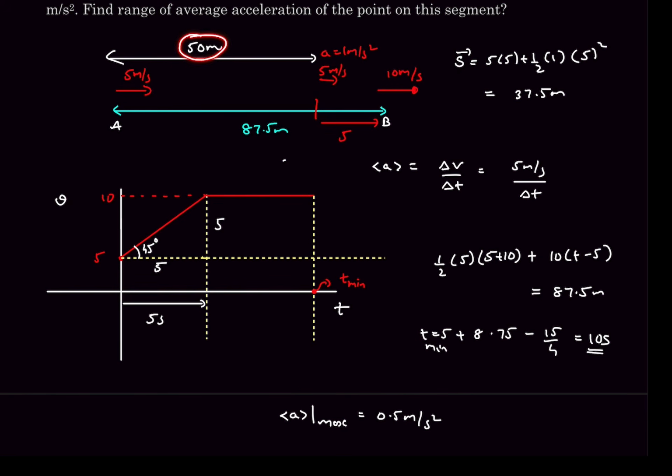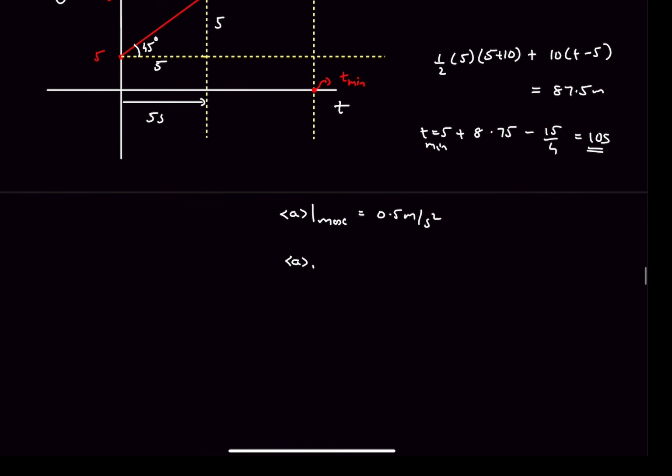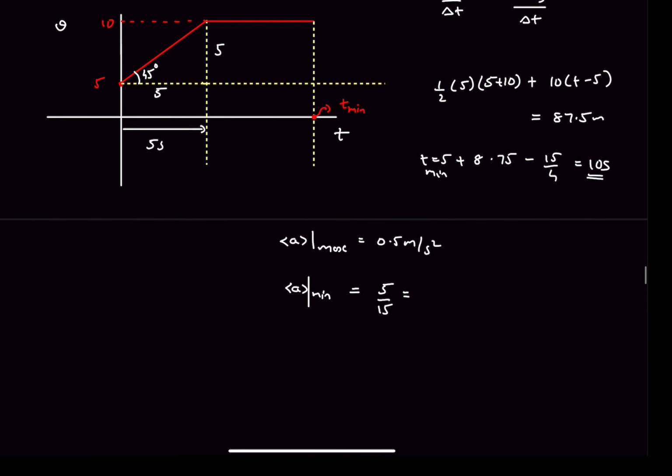So this distance is going to be 87.5 minus 37.5, which is 50 meters. The time it takes to cover 50 meters at 5 meters per second is 10 seconds. So the T maximum is going to be the 10 seconds to cover the 50 meters plus the last 5 seconds to cover the 37.5 meters, which comes out to be 15 seconds. The minimum value of the average acceleration would be equal to 5 divided by 15, which is 1 by 3 or 0.33 meters per second squared. So the range of the average acceleration is going to be 0.33 to 0.5, and obviously there will be equality, signifying the extreme cases that we discussed. That was the answer to this question.